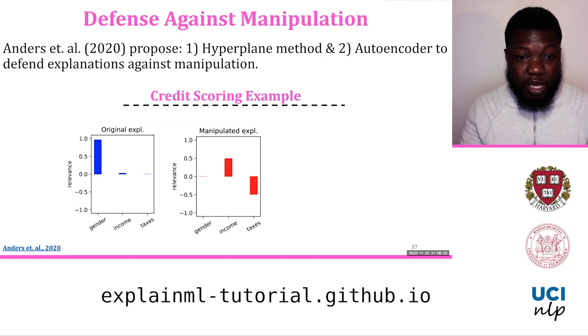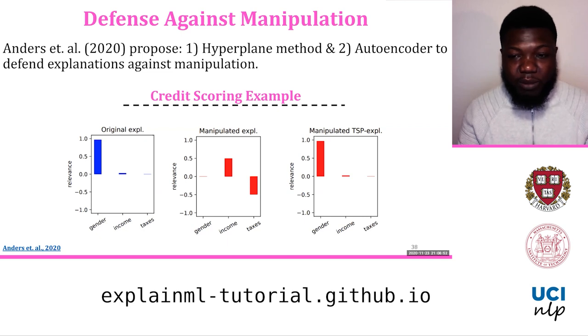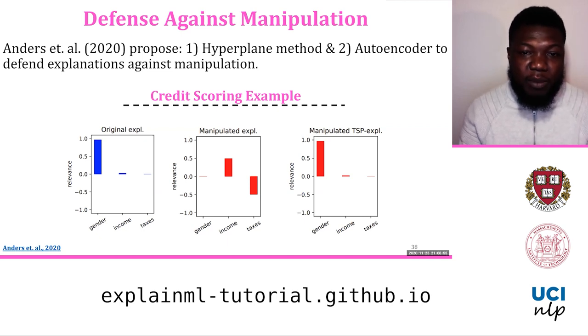Both of these defenses rely on a low manifold assumption, which is that the data lies on a low-dimensional manifold. And here is an example of their defense. You have an original explanation that almost exclusively relies on gender. And then you can manipulate this explanation to reduce the reliance on gender onto income and taxes. However, if you employ their defense, you can recover an explanation that matches the original explanation without manipulation. And so this is an example of an emergent defense, and this area needs additional work so that we can better defend post-hoc explanations.